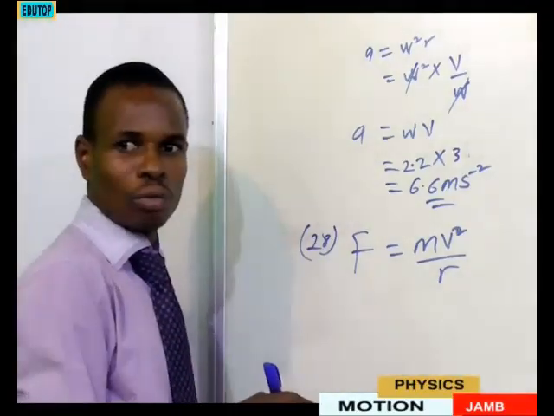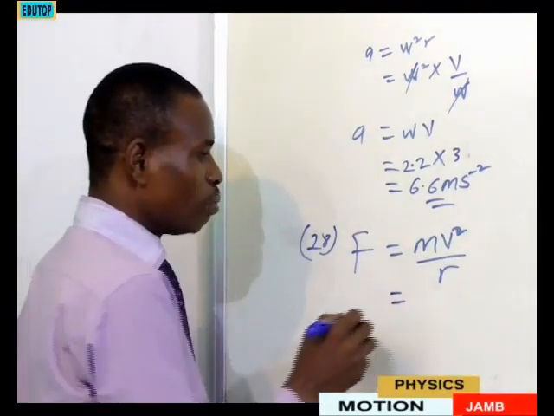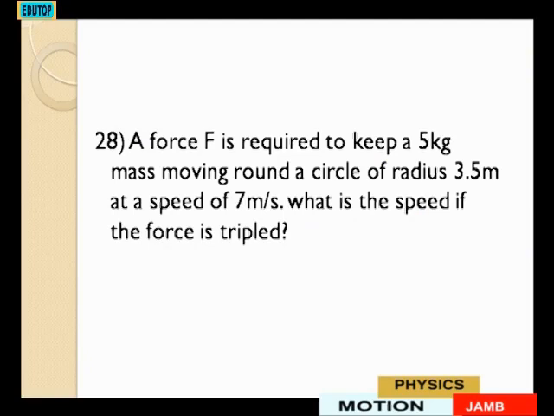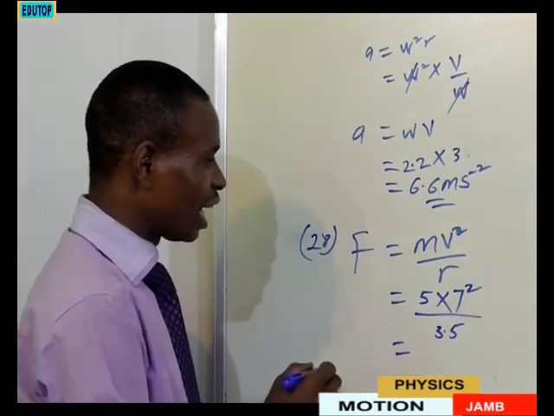Center of the circle. So we are given the mass. The mass in this case is 5. We are also given the speed. The speed is 7. We are given the radius, which is 3.5. So let's analyze this one.